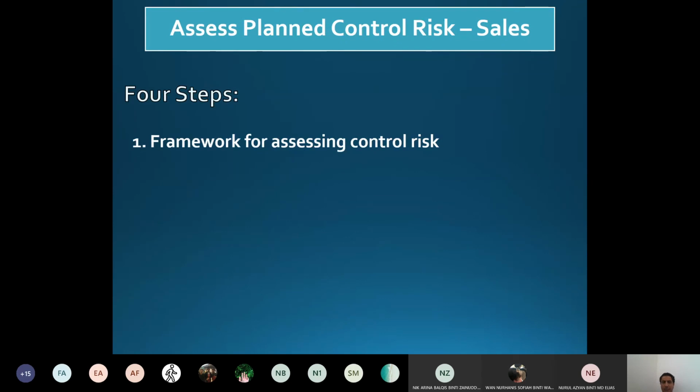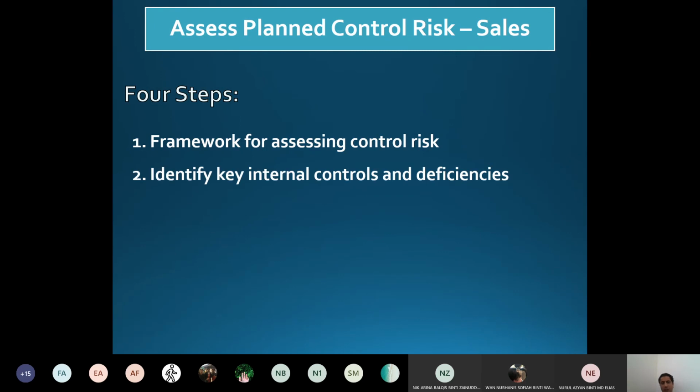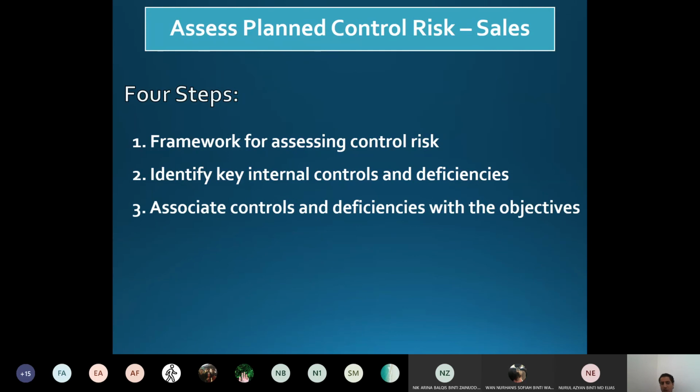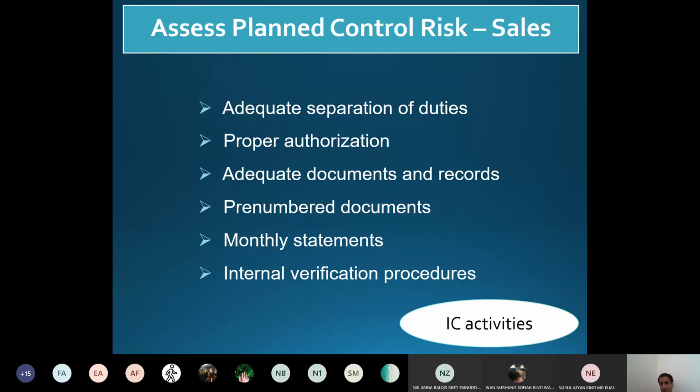Okay, so assessing planned control risk, number 2, has 4 steps. Number 1, we need to set up the framework for assessing control risk. Number 2, identify key internal controls and deficiencies. Number 3, associate controls and deficiencies with objectives. And when we say objectives, here it is the auditor's objectives related to that phase. And lastly, assess control risk for each objective.